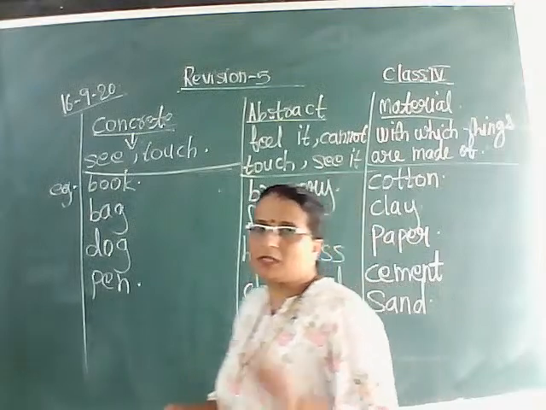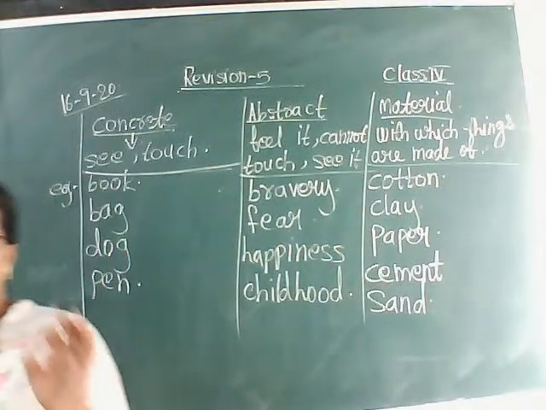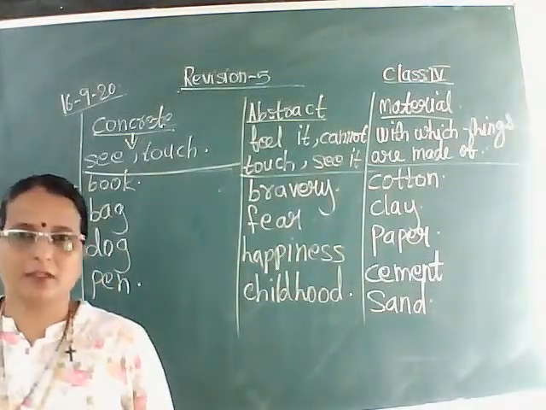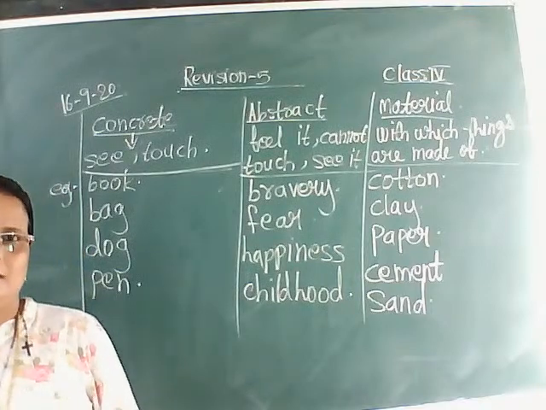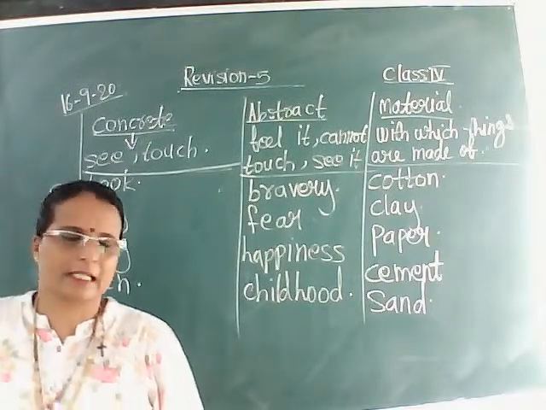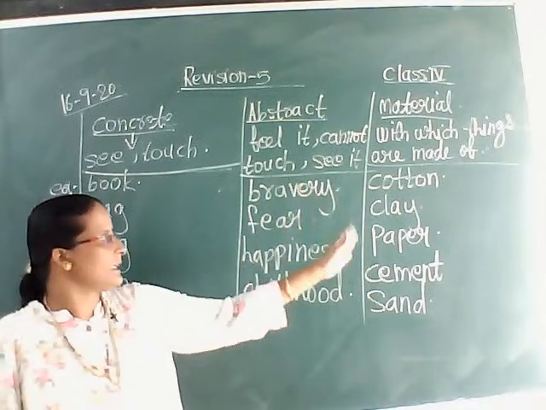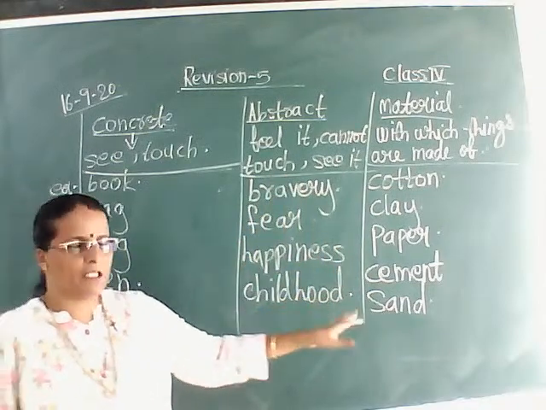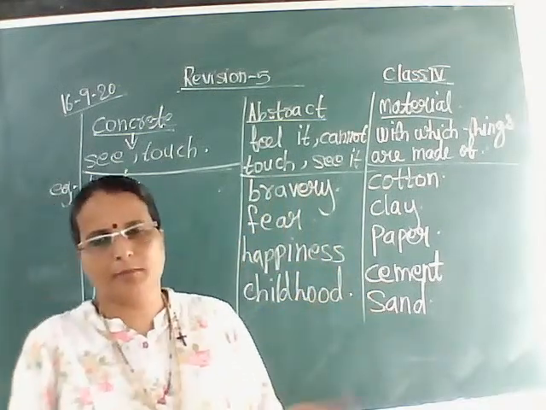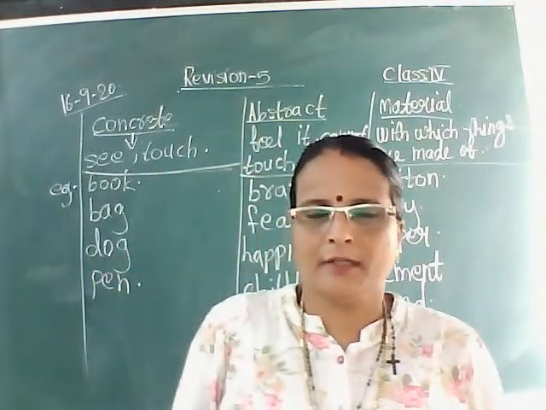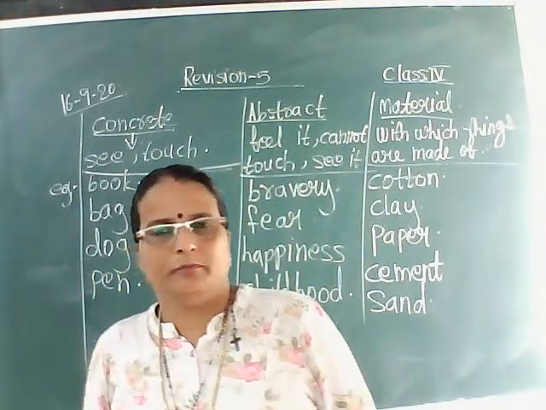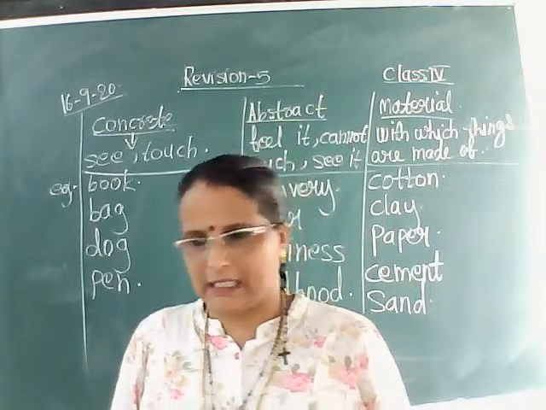Now, material nouns are the nouns, names of things with which we are making something else. For example, cotton, clay, paper, cement, sand, gold, platinum, copper, brass, wool, plastic, silk, etc.